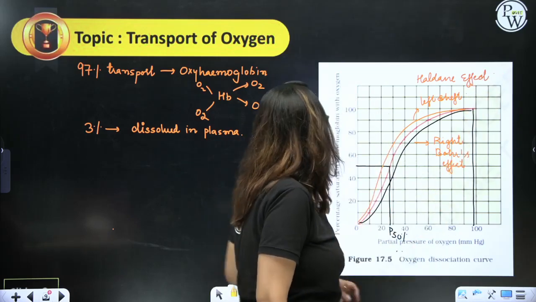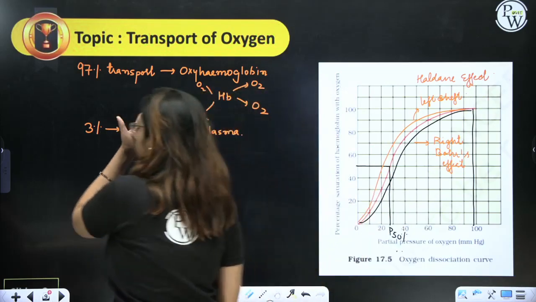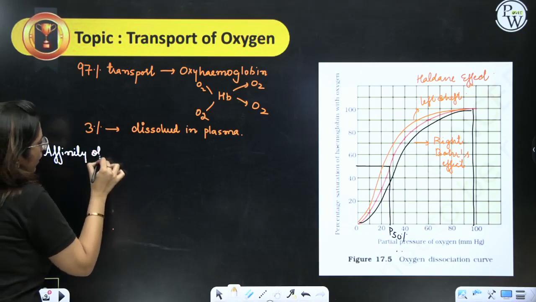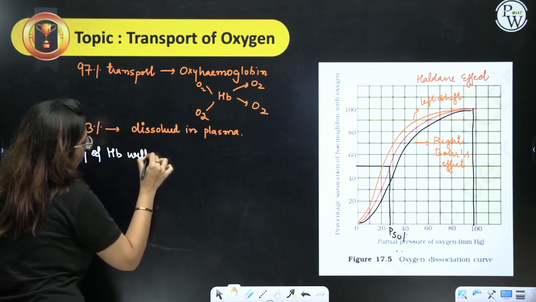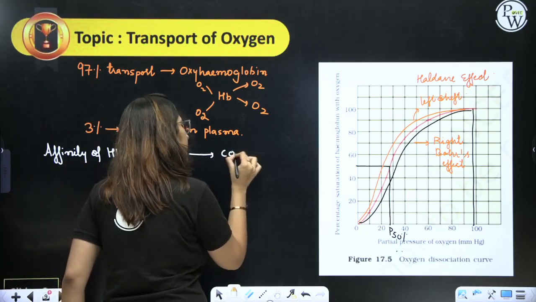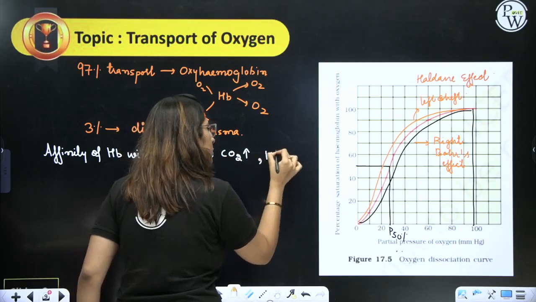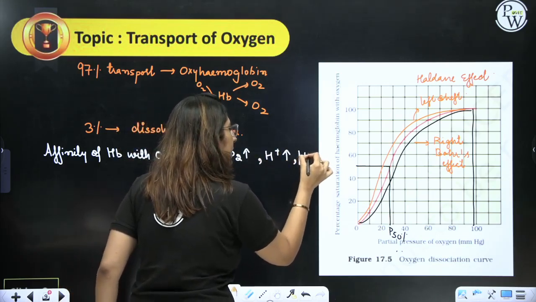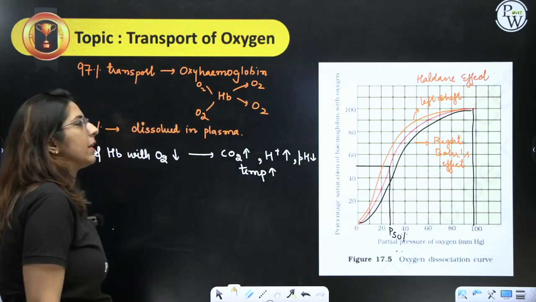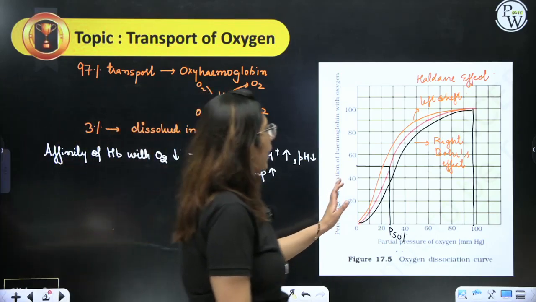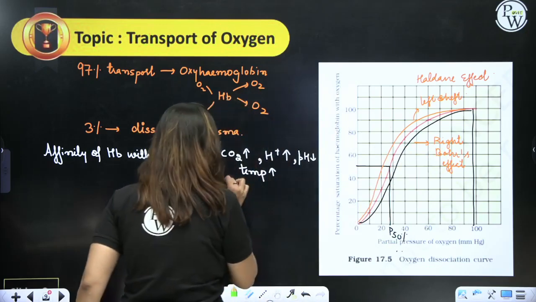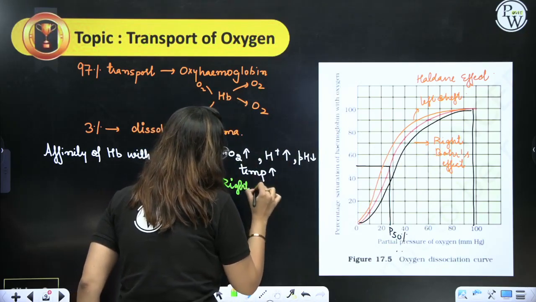Now please remember, the affinity of hemoglobin with oxygen reduces when the carbon dioxide concentration is more, H plus is more, pH is less, and temperature is high. These are the only factors which are mentioned in the NCERT book. So when I'm saying less saturation, that means, buddies, the right shift.